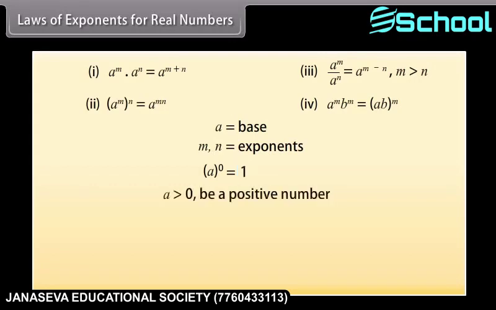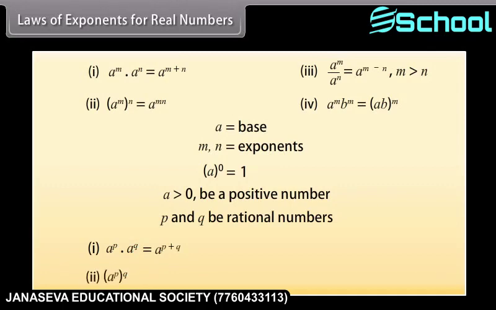Now let A greater than 0 be a real number and P and Q be rational numbers, then we can say that in multiplication, when bases are same, powers are added. In multiplication, two powers of the same base get multiplied. In division, when bases are same, powers get subtracted. And when powers are same and bases are different and are getting multiplied, then we take the power as common.